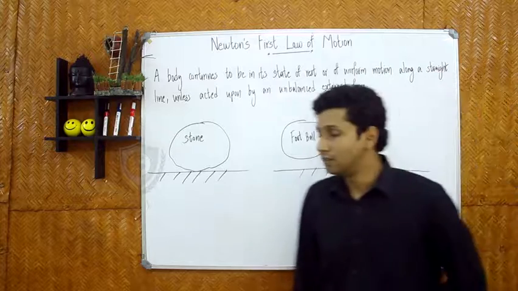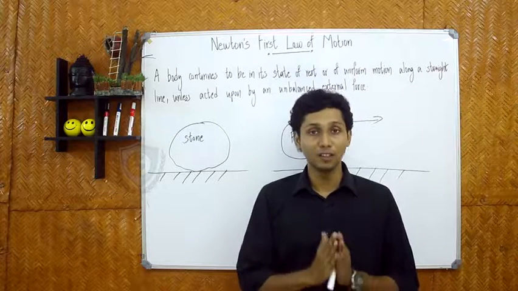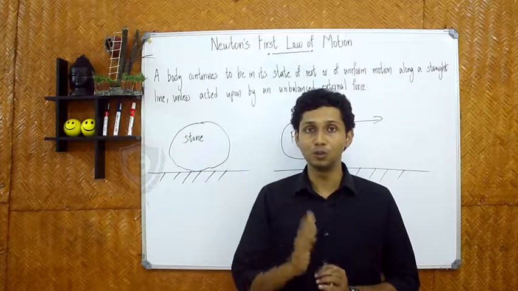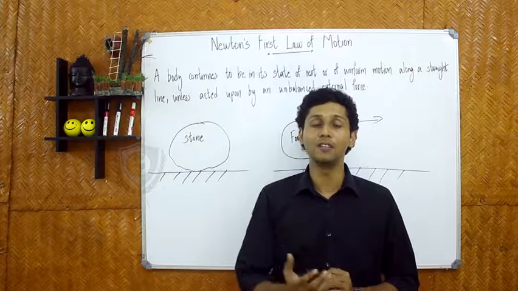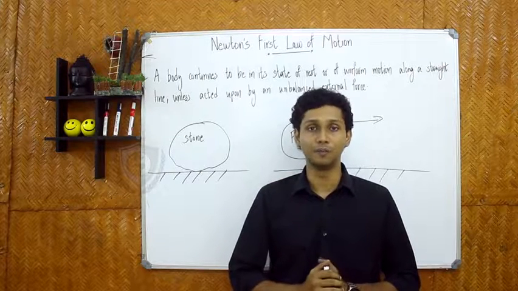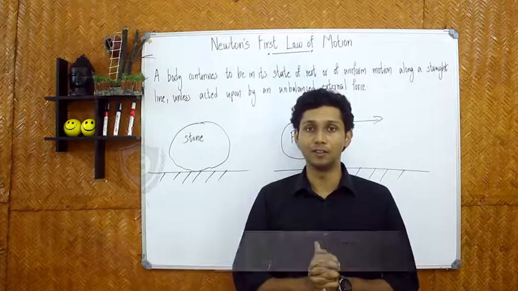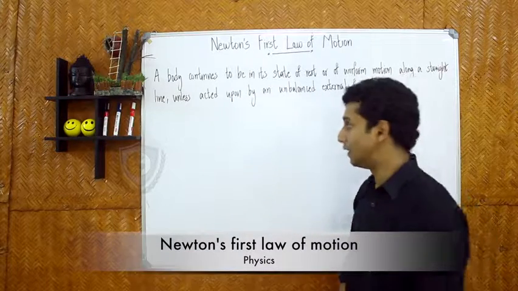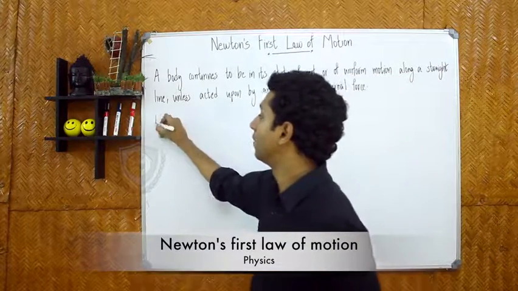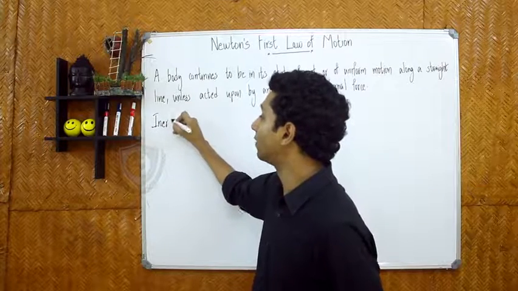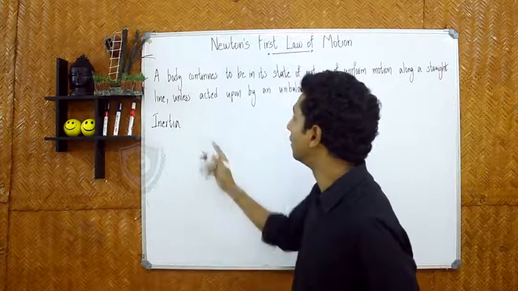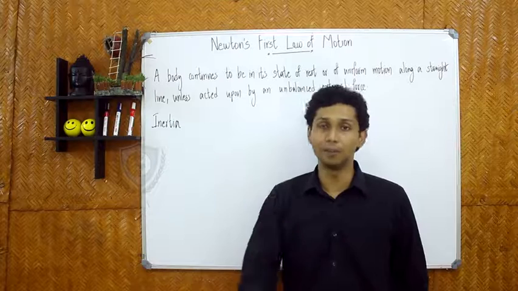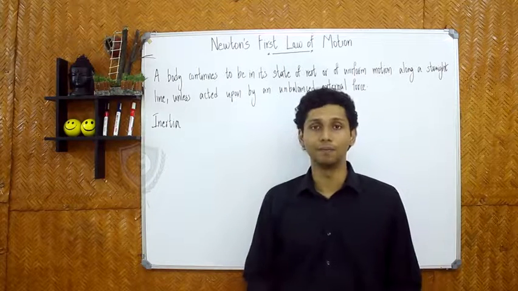In order to understand Newton's first law of motion, we need to understand what we mean by inertia. So let's try to know what inertia is. The next term is inertia. Without explaining the concept of inertia, Newton's first law of motion is incomplete. So let's see what inertia is.